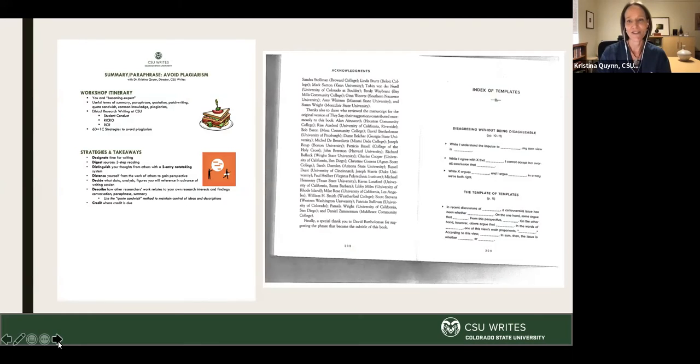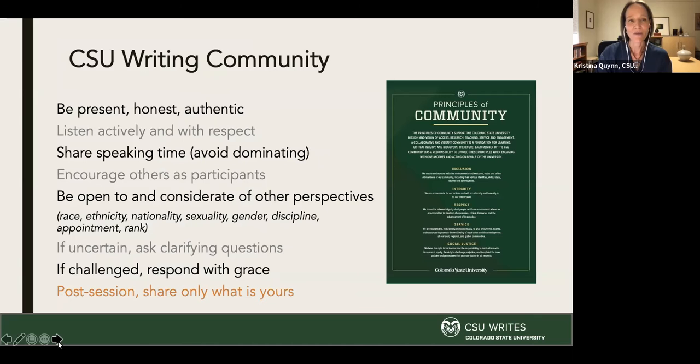I did send out a handout, the summary and paraphrase, avoid plagiarism. It gives you a quick little itinerary to follow, but also those strategies and takeaways, those 6Ds and 1C that we'll talk about today. We'll move through information pretty quickly so that it's a compact session. And then, as I mentioned, we'll try to reserve some time at the end for some questions.